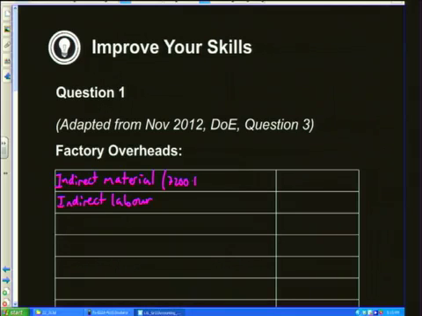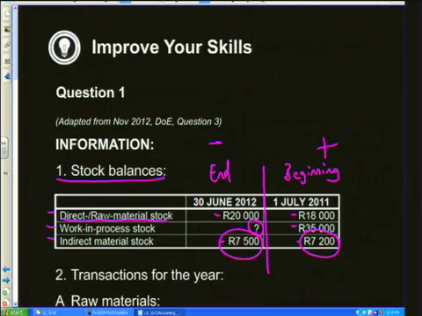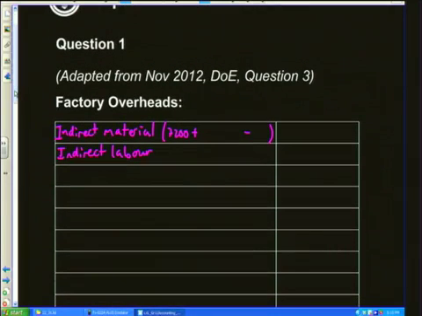Then we're going to add any indirect material that was purchased during the year. I haven't got to that section of the question yet, but I know I'm going to add what I purchased this year. And at the end, I'm going to subtract what was left over. So I'm going to do that now because I'm reading that information point already. So this 7,500 at the end of the year was left over, and that is the amount that I'm going to have to subtract. But there's a number in the middle that's missing, which we're going to find shortly. We have to read some additional information first.